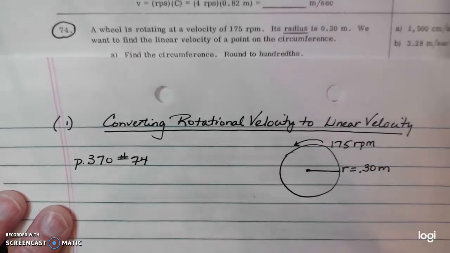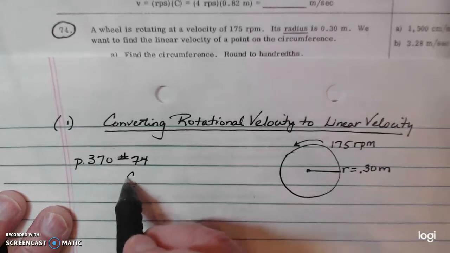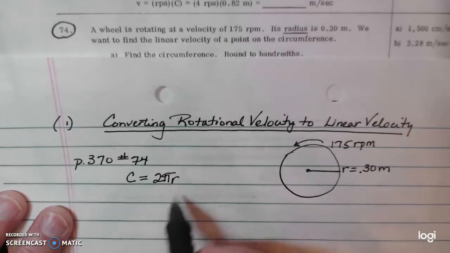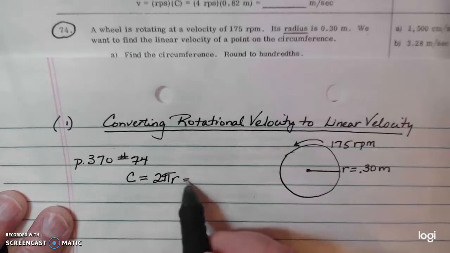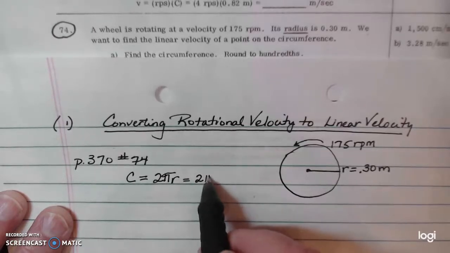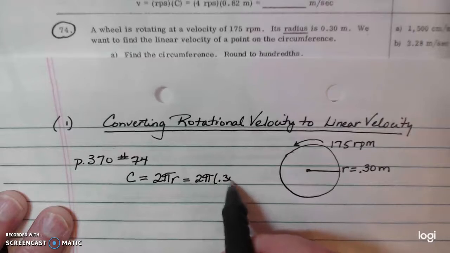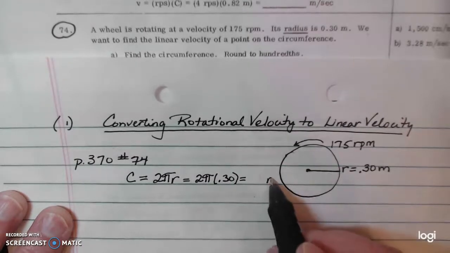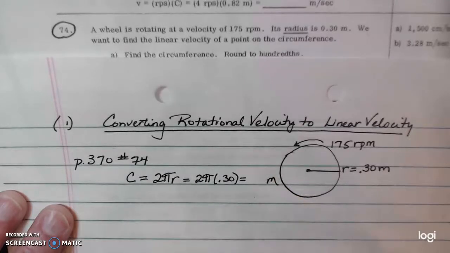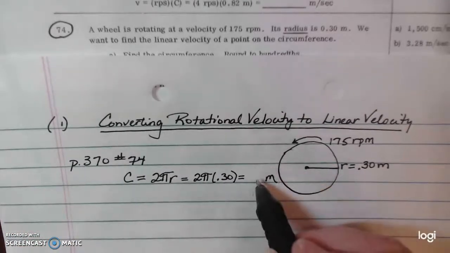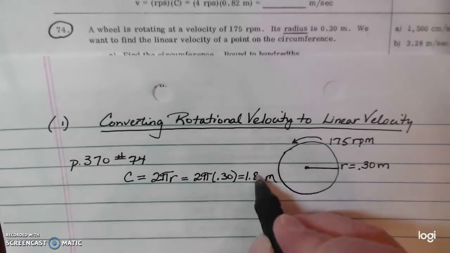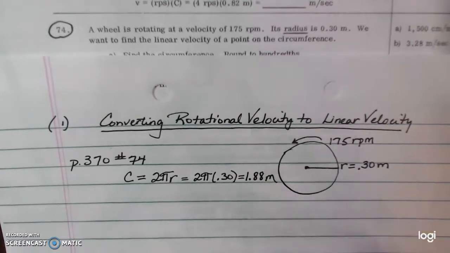So to find circumference, we're going to be working with the formula for circumference of a circle when you've been given the radius, which is 2 pi r. So we know in this case it'd be 2 times pi times your 0.30, and your answer is going to be in terms of meters. And I believe the problem asked us to round to hundredths. So I got 1.88 meters as the circumference when I did that.